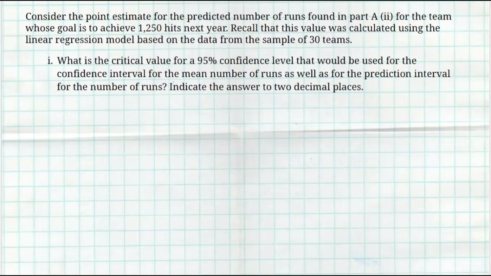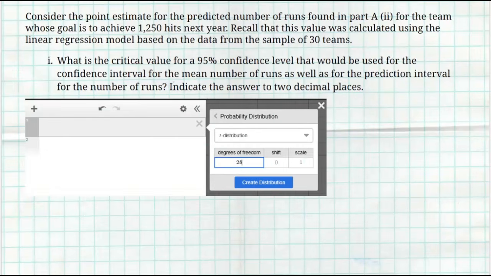What is the 95% confidence level critical value that could be used for any of these different intervals that they described? So basically, they just want us to find t star for 95% confident based on 30 teams. We could quickly do that in Desmos, or you could even use one of your t tables if you like using those tables as well. But in Desmos, we're going to click that little plus sign, select inference, select probability distribution, and from the drop-down menu, select t distribution. First thing you want to do is type in 28 degrees of freedom, 30 teams minus 2, what they told us to do.